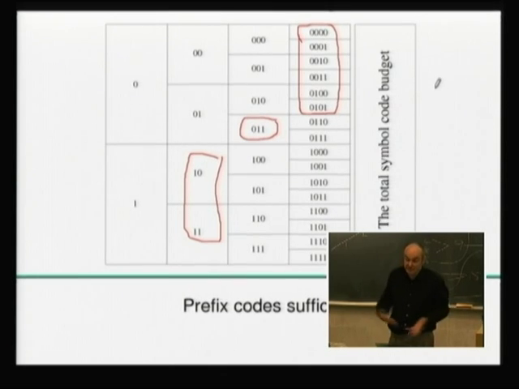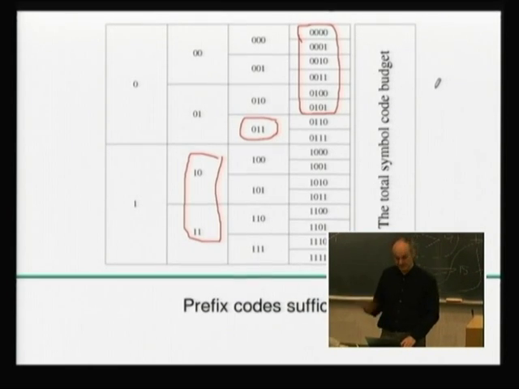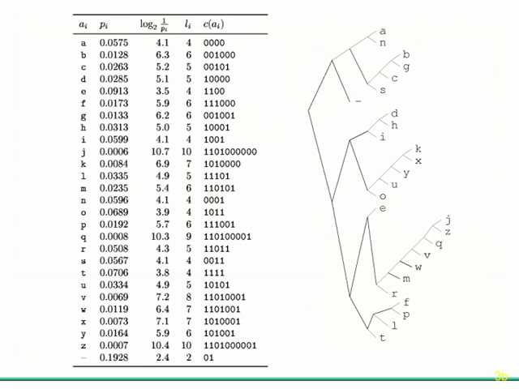But just in case someone was claiming, aha, I want to do something clever not using prefix codes, well, whatever expected length they could have got with their non-prefix code, we can match it. We can just replace their code by a prefix code. And the code I showed you for English here was indeed a code made with the Huffman algorithm, and it's a prefix code.